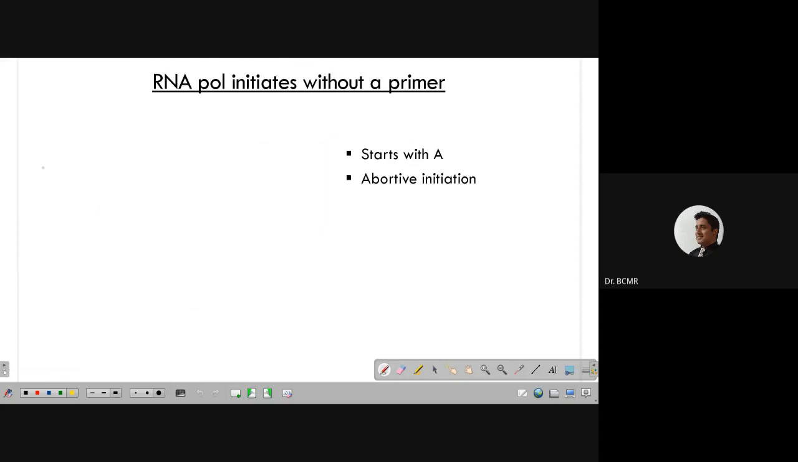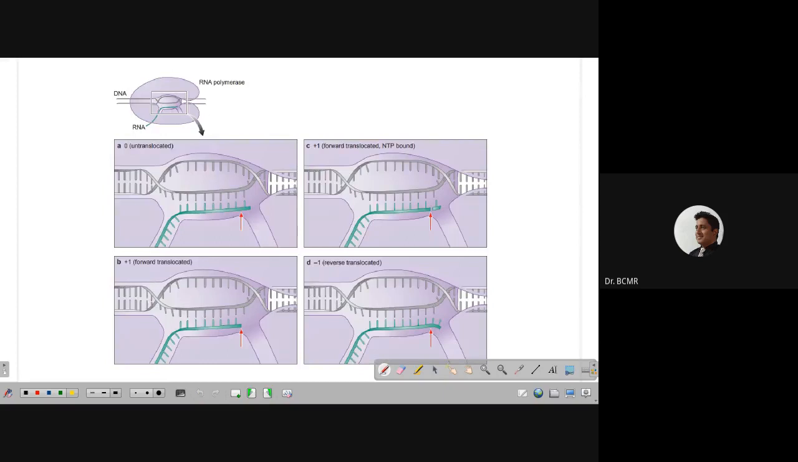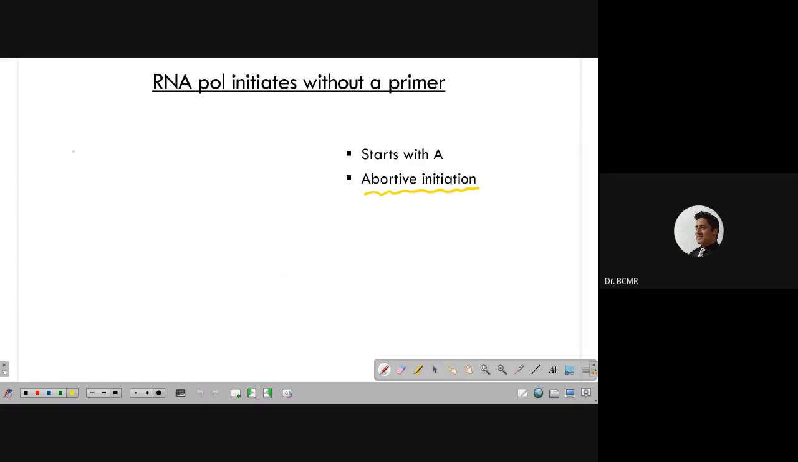So in all the polymerization, there is something called abortive initiation. Please watch the animations. It will give you a good idea. Abortive initiation is something like this, as the name suggests. So closed complex, and from there we get the open complex. You should assume that sigma factor and RNA polymerase are also associated.